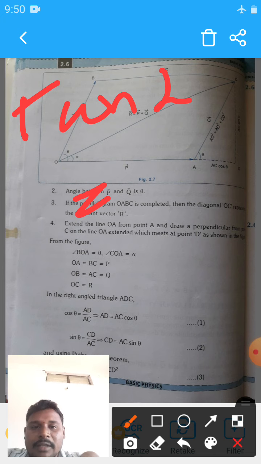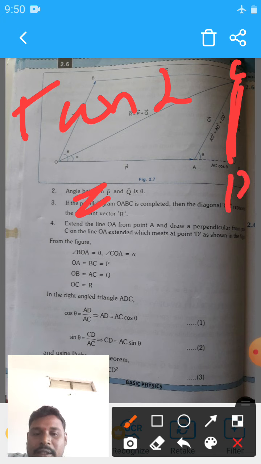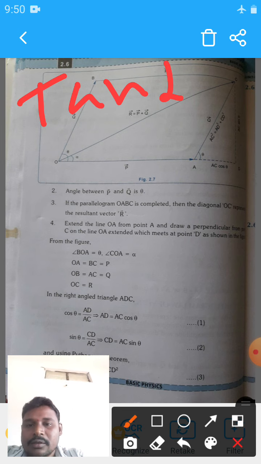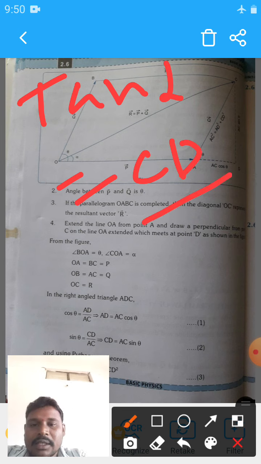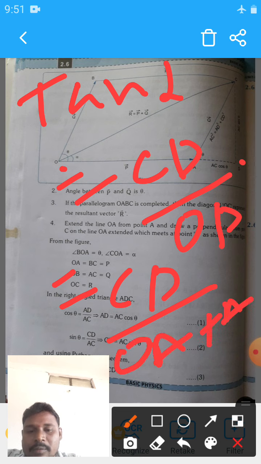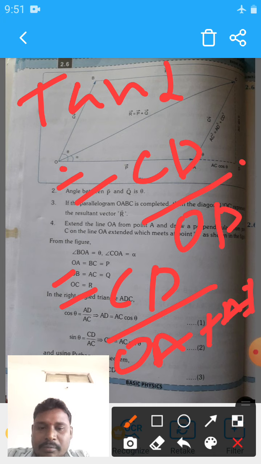Then tan alpha is equal to the opposite side. What is the opposite side for alpha? Here it is CD. CD is the opposite side. Then tan alpha is equal to CD by the adjacent side, which is OD. OD is the adjacent side. But what is OD? OD is equal to OA plus AD. Now just simply substitute the formulas in this place, whatever the vectors are, and you will get the answer for the direction.